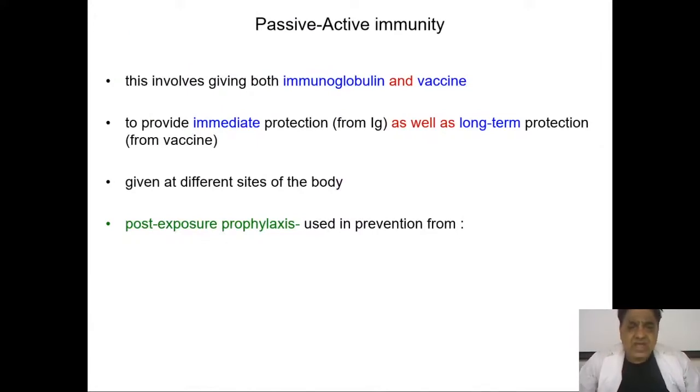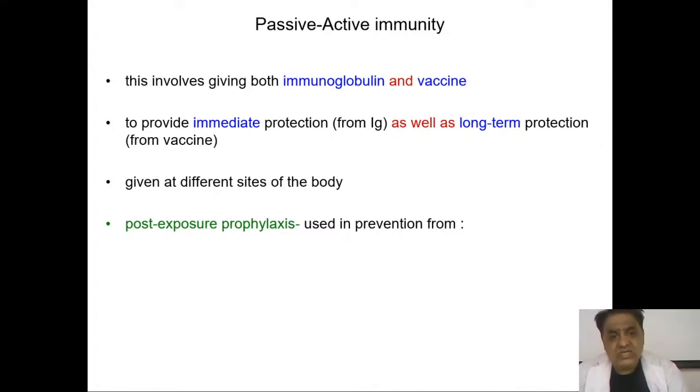Also, we have the concept of passive-active combined immunity. When you give immunoglobulin and vaccine together, the immediate protection comes from the antibodies in the immunoglobulin, and long-term protection comes from the vaccine, where you give the antigen, and the adaptive immune arm of the body reacts and protects the individual.